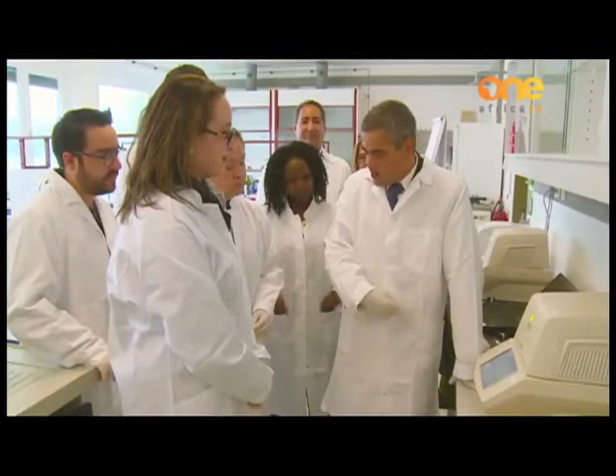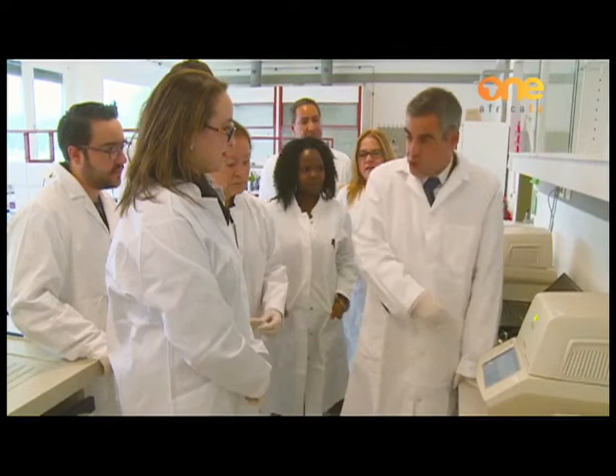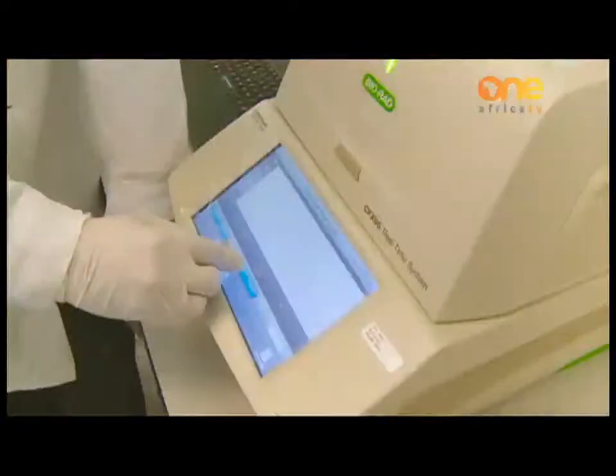portable equipment for the rapid detection of the virus. Training scientists from the affected countries to use this system is also underway.